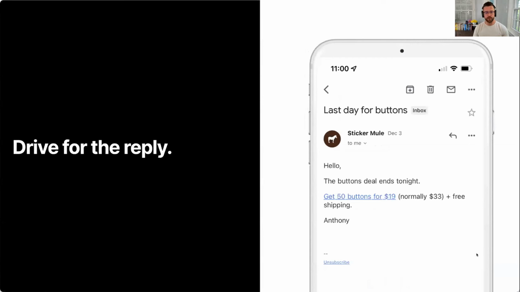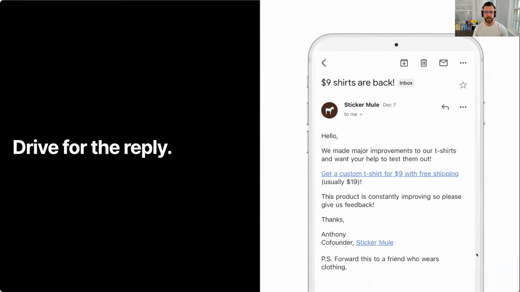Once you're inside one of these campaigns, you'll notice something really interesting about the 2 examples that I'll show you. Number 1, they're coming from a specific person. This is coming from, I believe, one of their co-founders, Anthony. But you'll also notice it's 100% text-based and it gets right to the point. They are essentially driving for the reply, whether it's this example from their last day for buttons campaign, or this one, their $9 t-shirts, or shirts are back, I should say. They are specifically architecting these campaigns to be text-based and to drive for the reply, because if you do reply to these campaigns, you will get a response back from them.